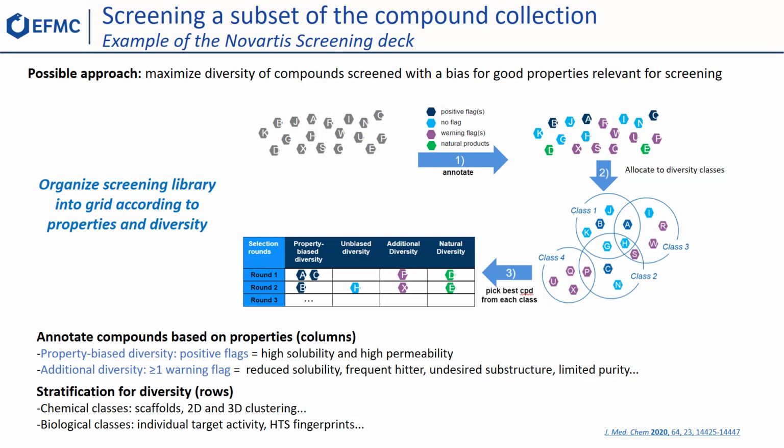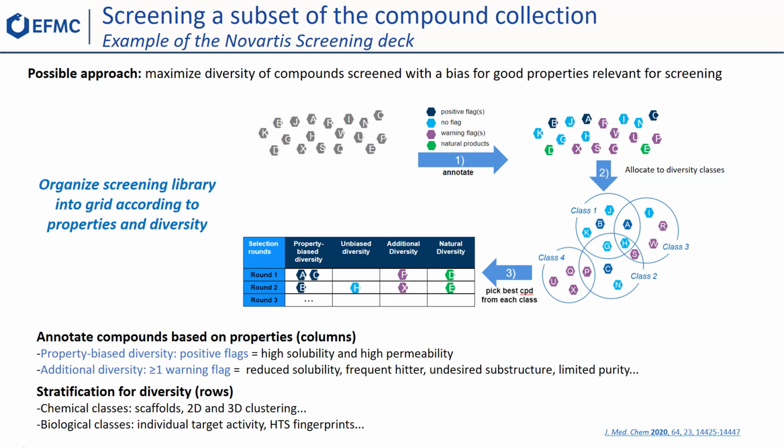So now you have your compounds that belong to one or several diversity classes, and they have these annotations based on properties. The third step is to pick the best compounds from each class. Looking into the example here, first we're going to select compound A to cover class 1, and we're going to select it over compound B because it covers also class 3.